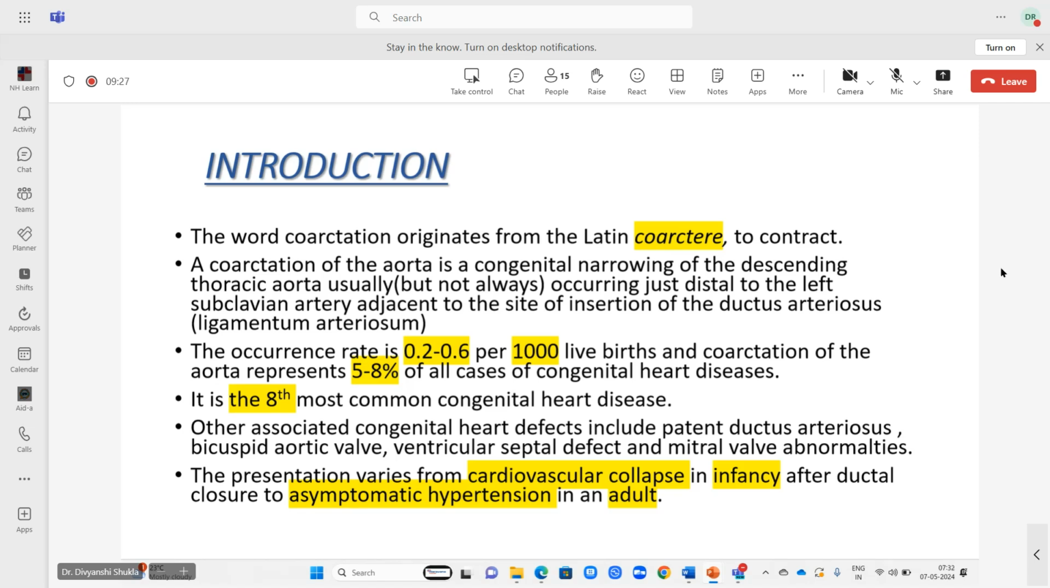The occurrence rate is 0.2 to 0.6 per thousand live births, and coarctation of the aorta represents 5 to 8% of all cases of congenital heart disease. It is the eighth most common congenital heart disease.